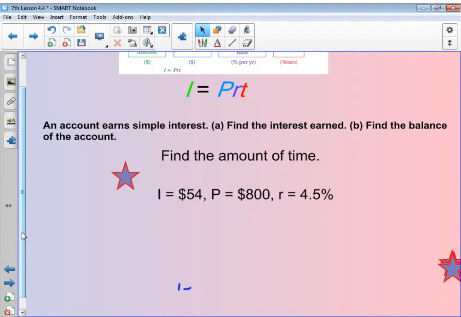Okay, so I want you guys to go ahead and pause your video and get your equation for this one set up and then solve for your T. So once again, plug in the stuff that you know. You know your I, you know the P, and you know the R. So you're going to end up with your T sitting on the back end. So go ahead, pause your video and work your way through this one.